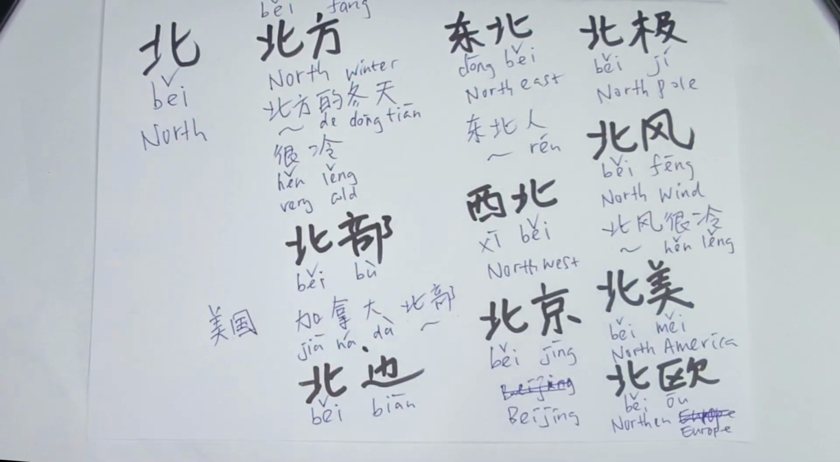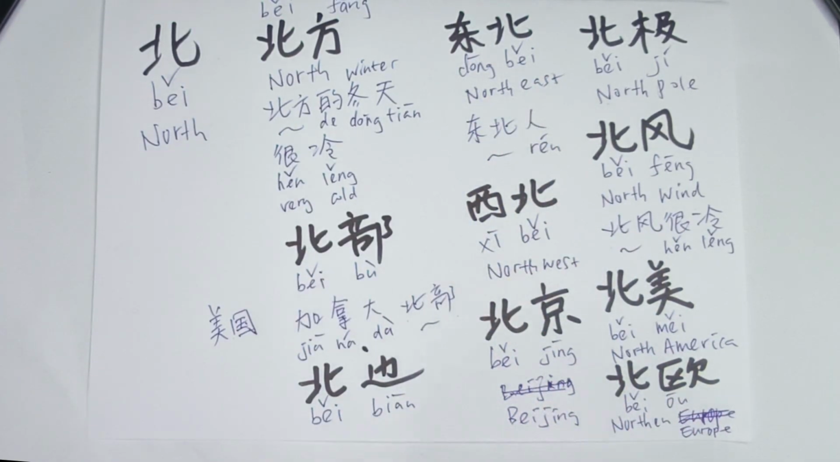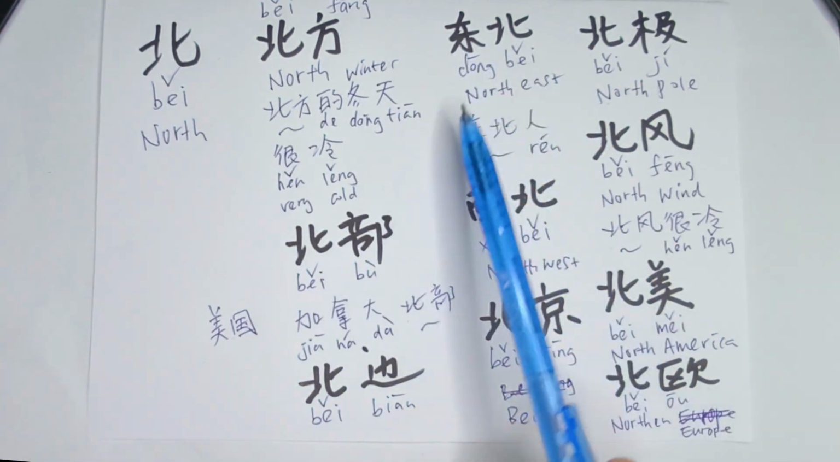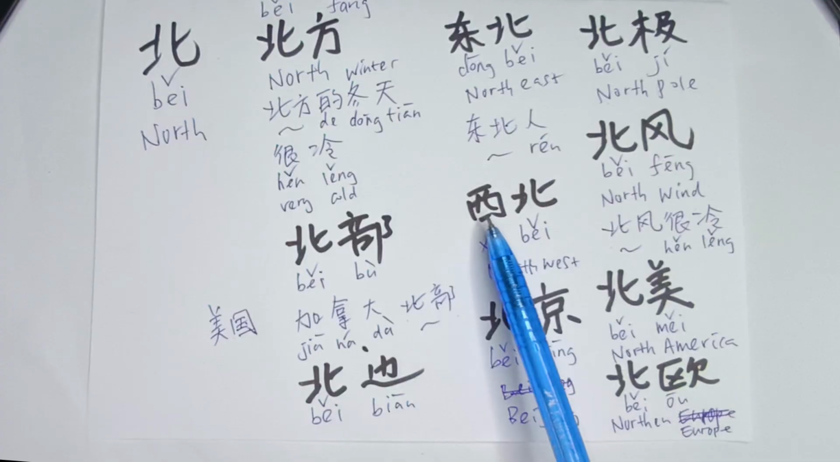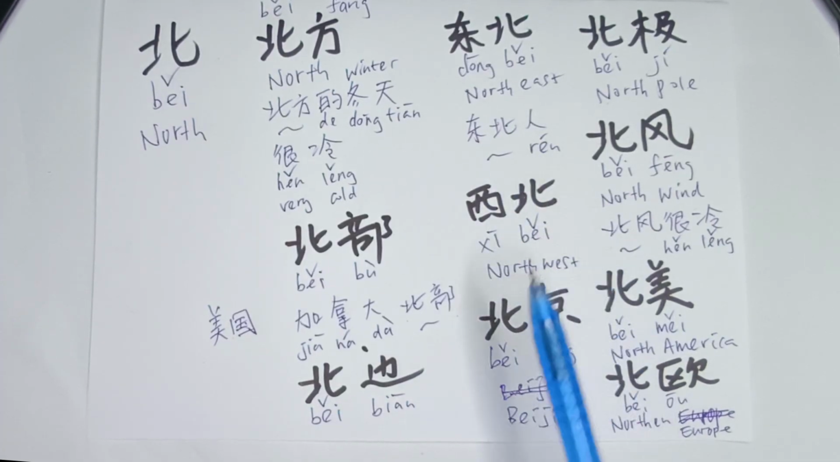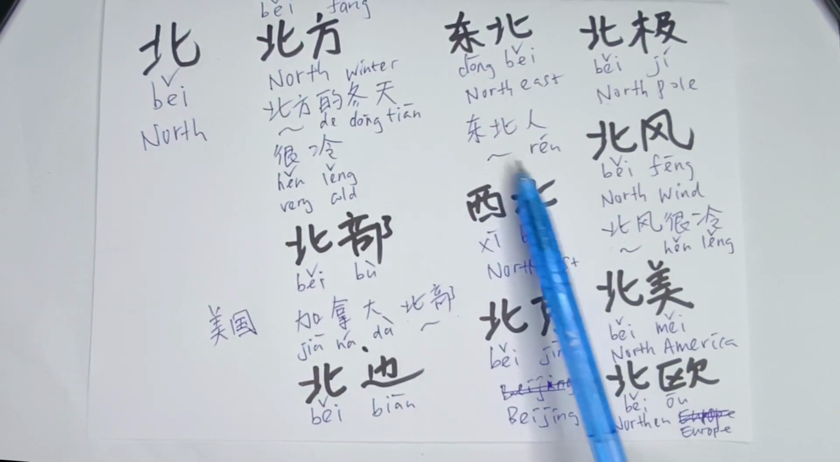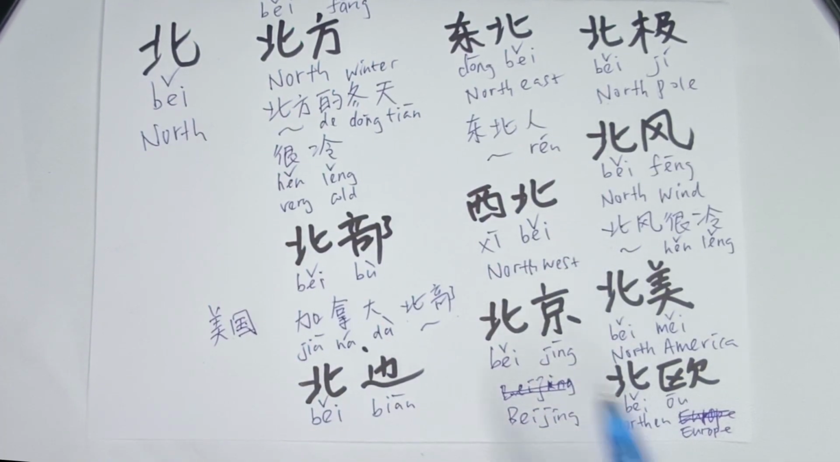Or this is 东北, it means northeast, okay? We say it the other way around in Chinese. We say 东北, which is east north. Or 西北 is northwest. In Chinese, we say west north. 东北人, you mean people from the northeastern part of China, okay? 北京 is Beijing. Jing is capital city. So northern capital city, that's Beijing, okay?